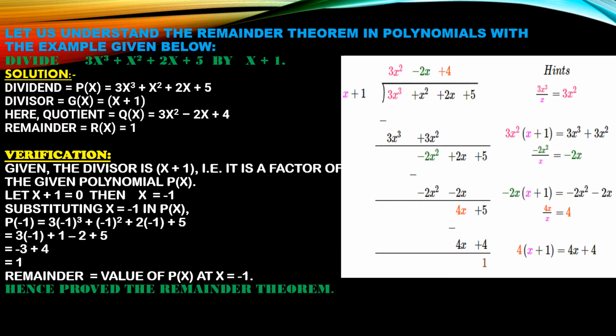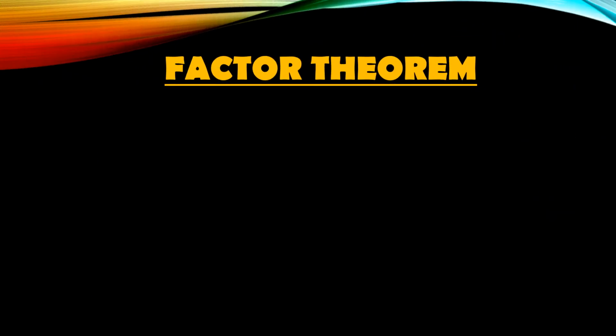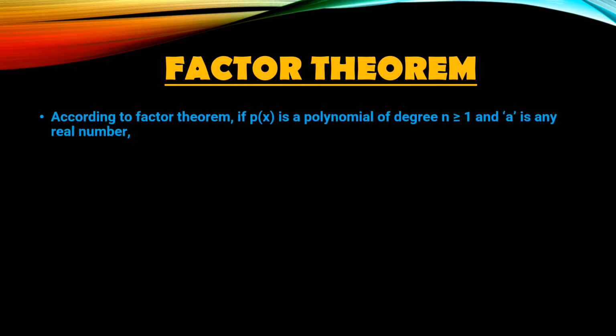This is the remainder theorem. Now we will do the factor theorem. A factor is an exact divisor of any number. Let us take 6. We know that when we divide 6 by 3, the remainder is 0. So we say that 3 is a factor of 6. So in this case, we are dealing with polynomials. So what does the factor theorem say?